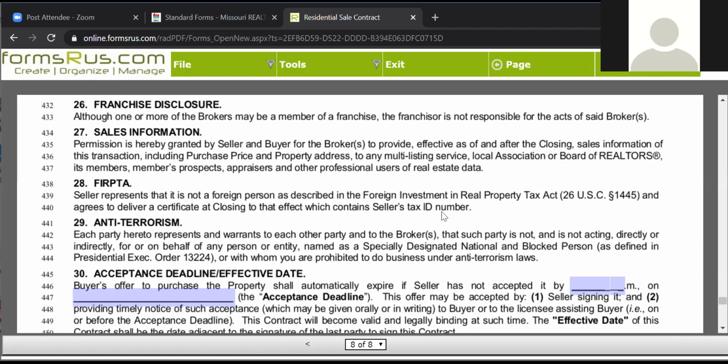And then sales information, unless we're told otherwise, we're going to provide this information to the MLS, to the local board of realtors, so they can distribute it. And that helps set value in the market and help determine market value.